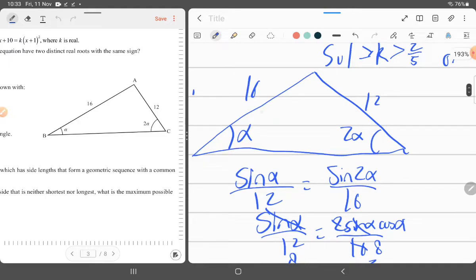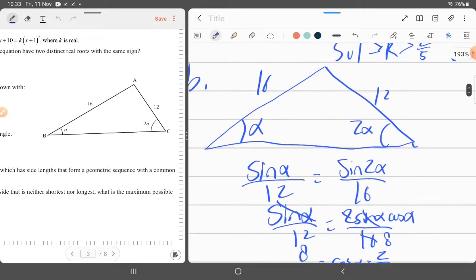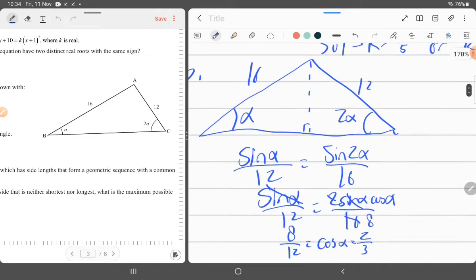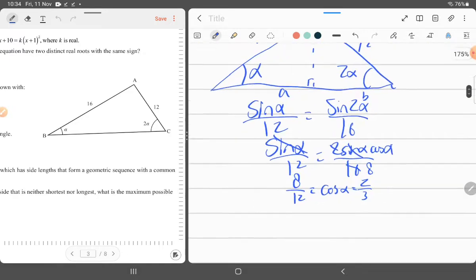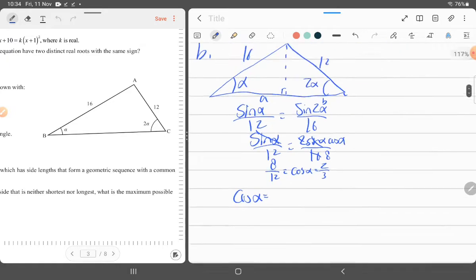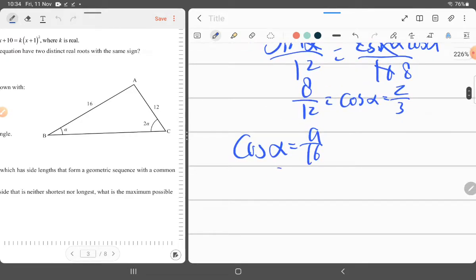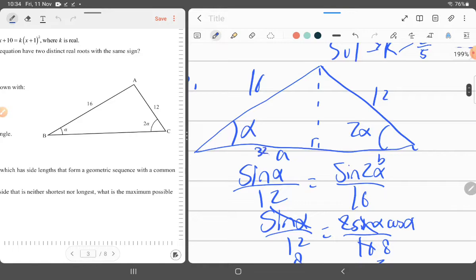Then cosine alpha is equal to 2 over 3, and if we just inverse cosine that, that gives 0.841, which we cannot use to get the exact value. So what we do is we break it into a right angle triangle here. Let this be A, let this be B. Cosine alpha is equal to adjacent over hypotenuse, so A over 16 is equal to 2 over 3, and A is equal to 32 over 3. So this length here is 32 over 3.